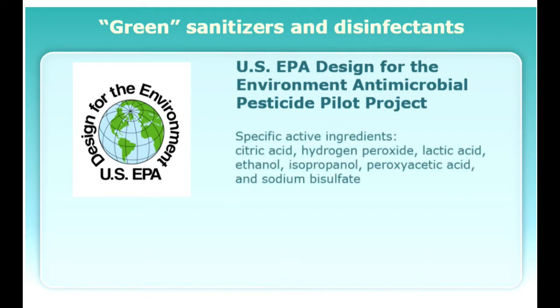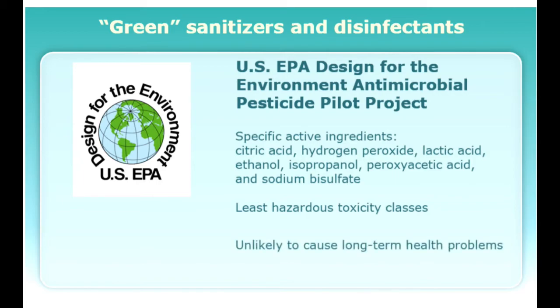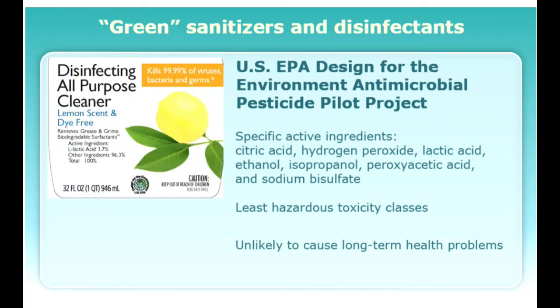These ingredients are citric acid, hydrogen peroxide, lactic acid, ethanol, isopropanol, peroxyacetic acid, and sodium bisulfate. If you see the Design for the Environment (DFE) logo, EPA has determined that the product is in the least hazardous acute toxicity classes, is unlikely to have carcinogenic or endocrine disruptor properties, is unlikely to cause developmental, reproductive, mutagenic, or neurotoxicity issues, does not require the use of personal protective equipment, has no unresolved or unreasonable adverse effects reported, and has no unresolved efficacy failures. You can tell a product meets the Design for the Environment standards by looking for the DFE logo.